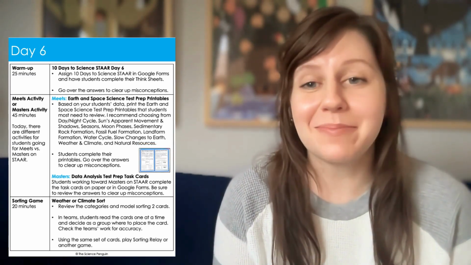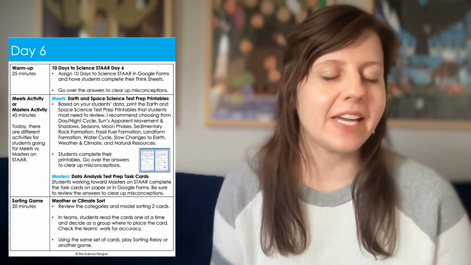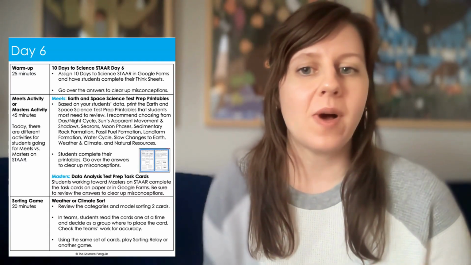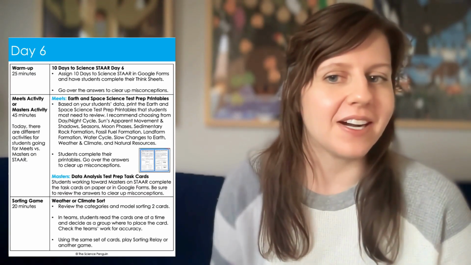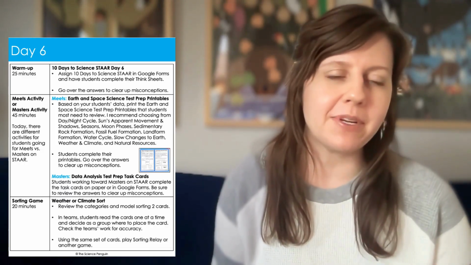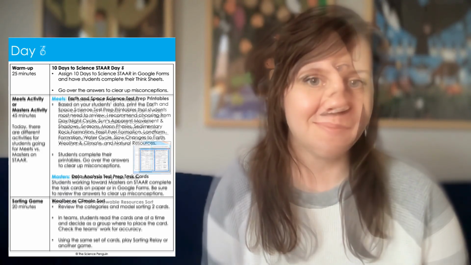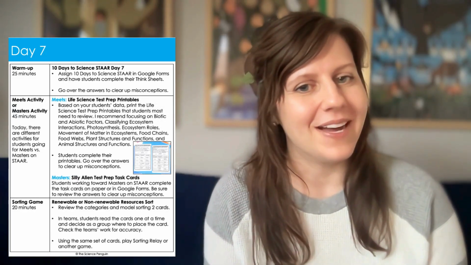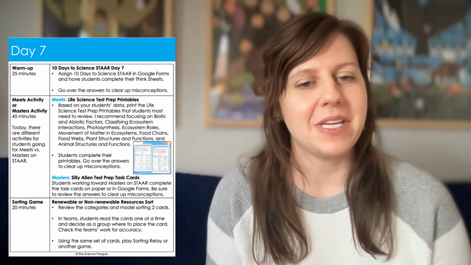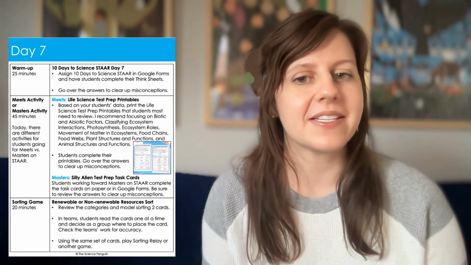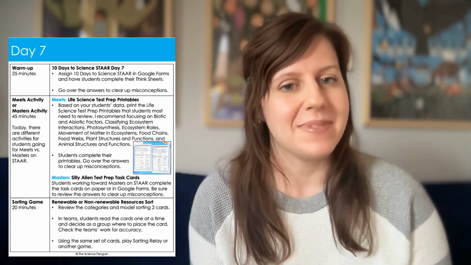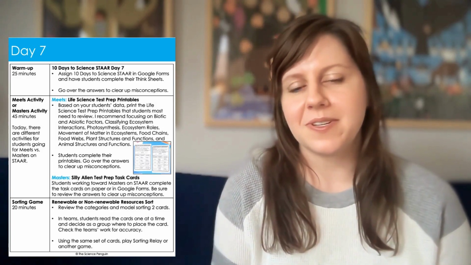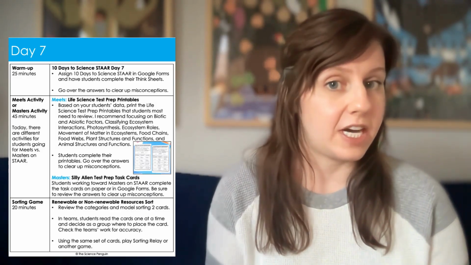On day 6, complete the warm-up. Then meets students can review Earth and space concepts, while students going for masters work on data analysis test prep task cards. Then sort terms and examples related to weather versus climate. On day 7, again, complete the warm-up. Then students going for meets can review life science topics, while students going for masters can review with the Silly Alien test prep task cards. Sort natural resources as renewable or non-renewable.